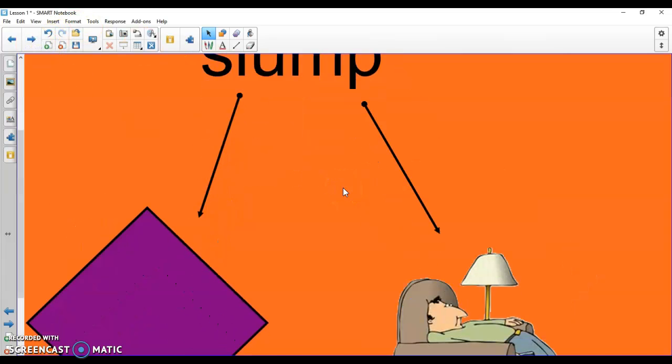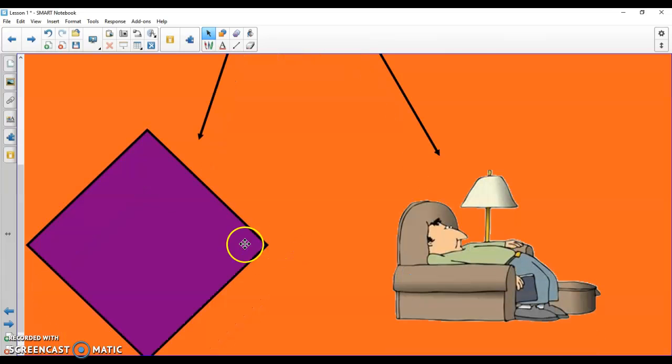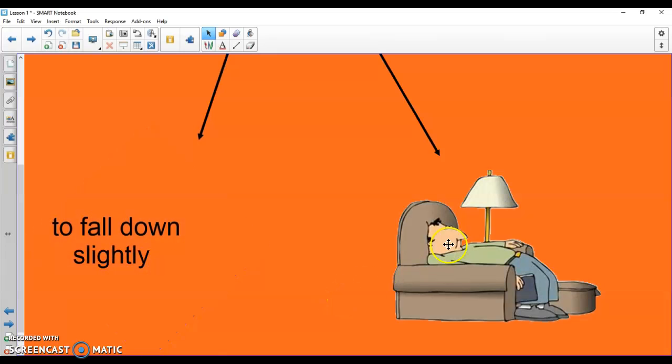You're going to hear the word slump. Look at this man and the way he's sitting in his chair. What does slump mean? To fall down slightly. So do you see how he's not sitting up nice and tall? He's slightly falling down in his chair.